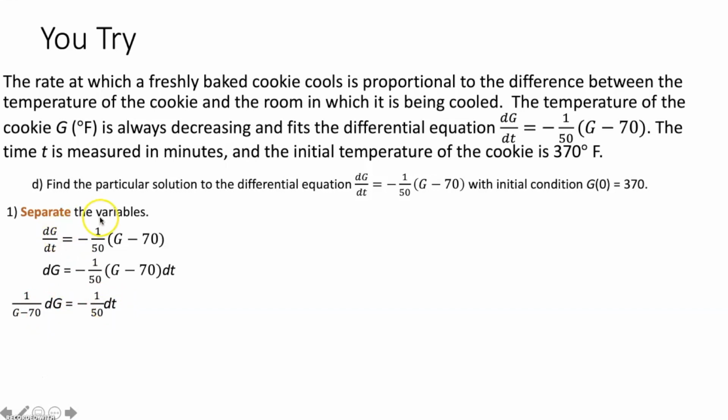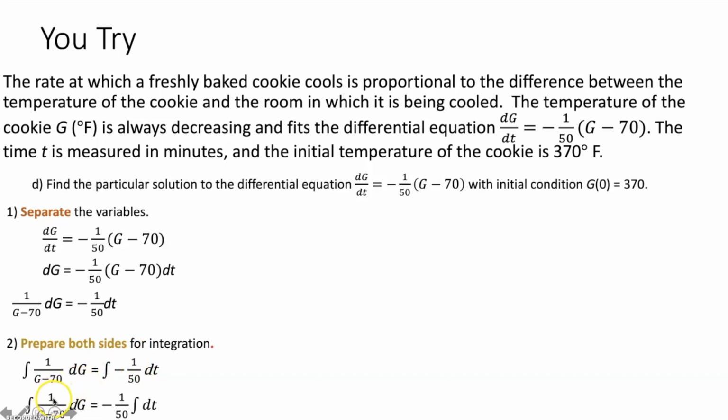We have successfully separated our variables, meaning we can move on to the next step, which is to prepare both sides for integration. So we're going to integrate both sides. On this side, we're going to take this constant, -1/50, and move that out front of our integral. And then on this side, you could technically use u substitution, set u equal to your denominator. That means du would equal dg. So you could substitute those in. You would get the integral of 1 over u du.